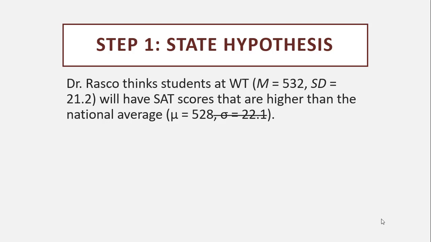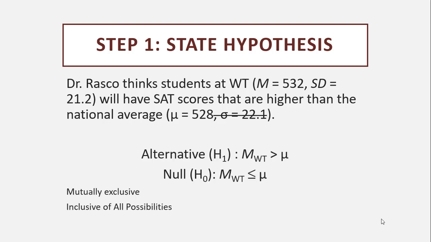So when we state a hypothesis for a one sample t-test, it's going to be very similar to a one sample z-test, where we have the alternative and the null. In this case, Dr. Rasko thinks students at WT will have higher SAT scores than the national average. That's the same general hypothesis that we had for the one sample z. The alternative and the null are mutually exclusive. They're inclusive of all possibilities. We talked about that more in the previous video.